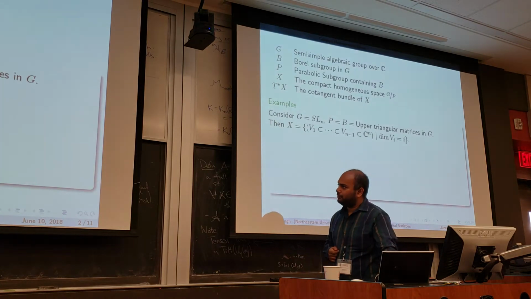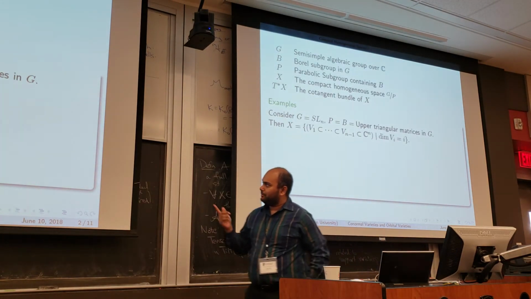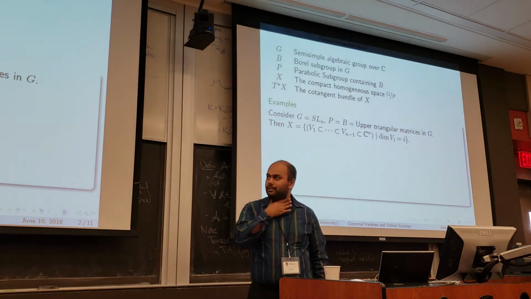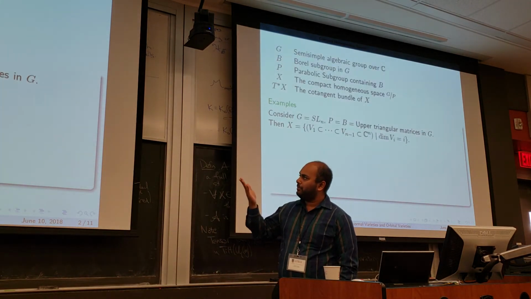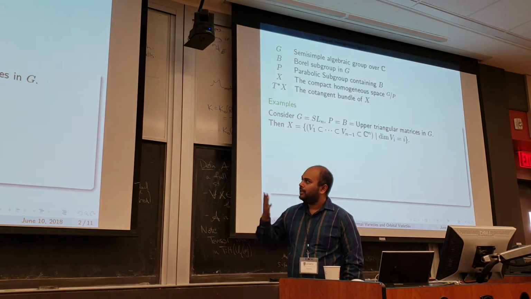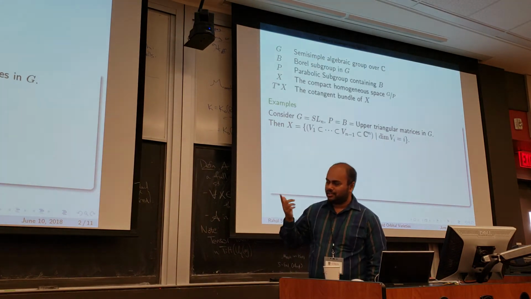So let's just do a couple of examples. This is maybe the most classical one, or maybe the second most classical one. You start with this simple linear group, and you take your parabolic to be exactly your Borel, so you have the upper triangular matrices in G. And then your homogeneous space X is just the flag variety.